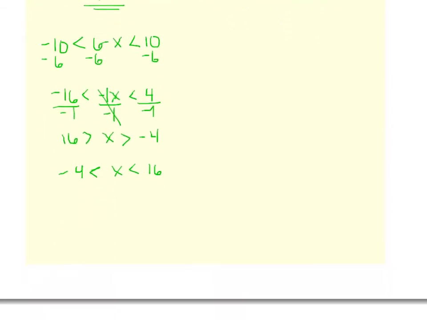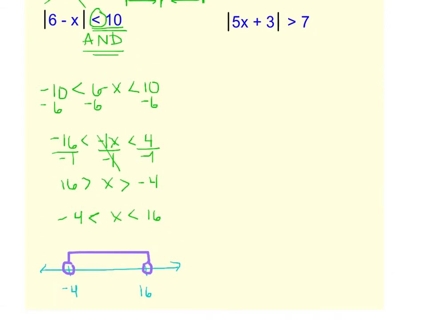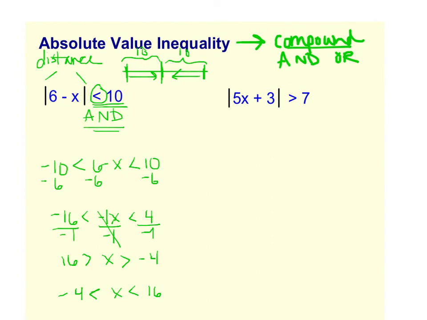And then for us to graph this, here's our number line. We have negative 4 and 16. Open circles on both those values. So open circle, and because it's an "and" inequality, we are shading in. Alright, so that was a little bit tricky with that negative 1 with the x, but that's okay.